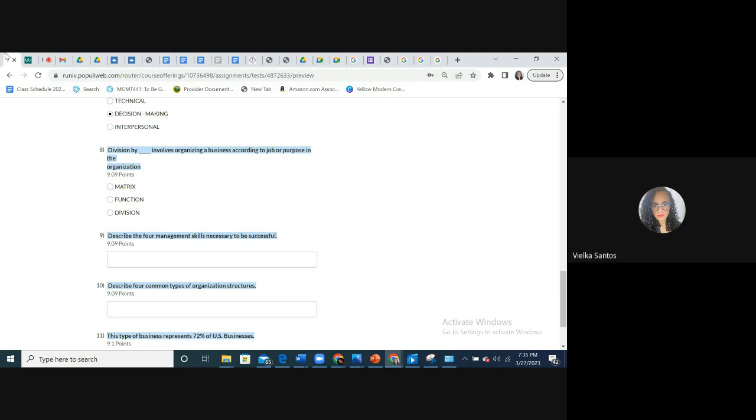Okay, number 8, division by involves organizing a business according to job or purpose in the organization. What do you think that is? Function. Function. Function. Goodness, so quickly, these people.